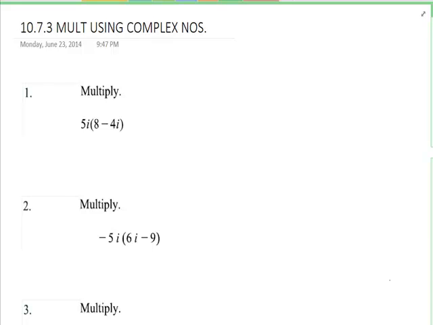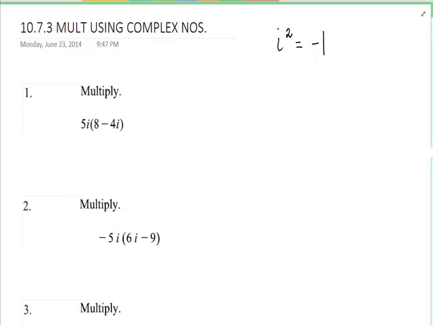In this lesson, we're going to multiply complex numbers, and we need to remember several things. Be prepared to use the distributive property, be prepared to use FOIL, and definitely remember this: that i squared can be replaced with the number -1. It is very, very important that you remember this. Let's take a look at number 1.